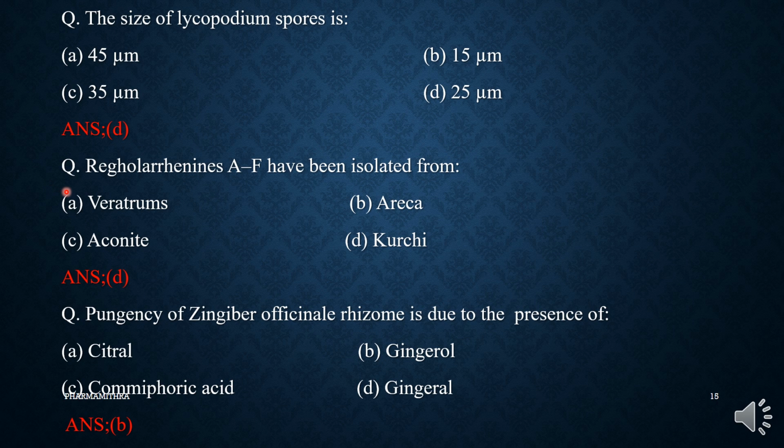Next question, ricinoleic alkaloids have been isolated from. This is a product that is obtained from the kursi. So it is isolated from kursi is the right answer.